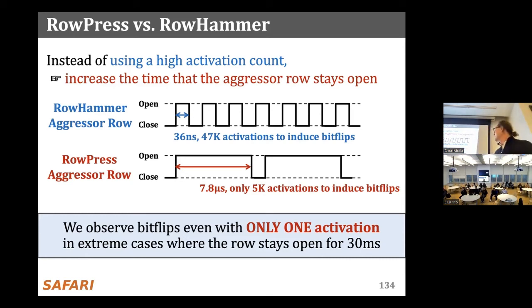That's the idea. And in some extreme cases, like if you keep the row open for 30 milliseconds, you need only one activation. This is, I think, fascinating to me. This is still possible to do, but it's not part of the standard. The standard allows you to keep the row open up to 70 microseconds, 70.2 microseconds. 30 milliseconds is still large, but it still gives you an understanding of the device. That's why you need to study these devices better.